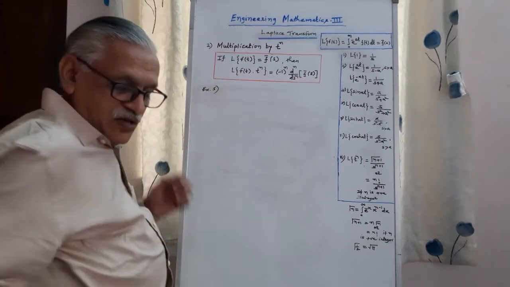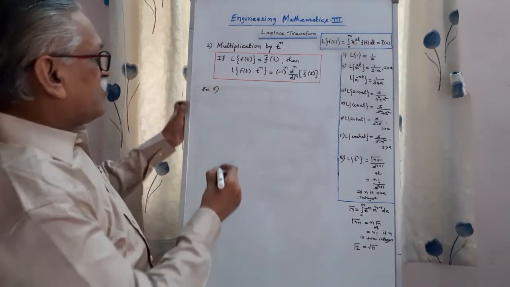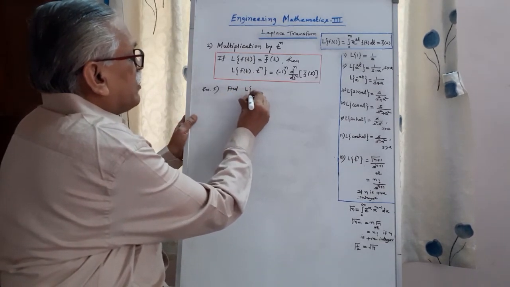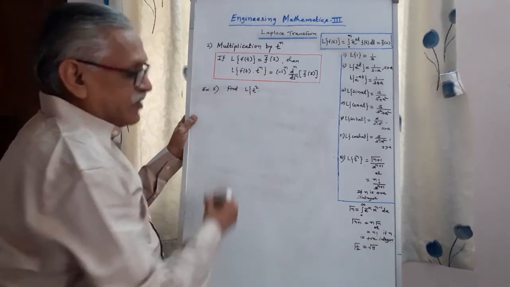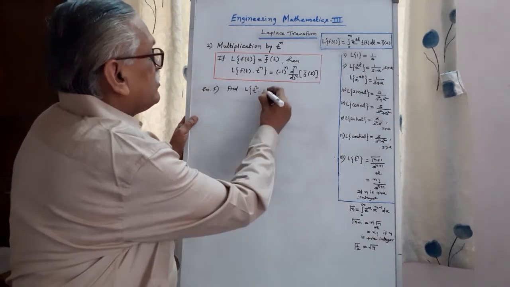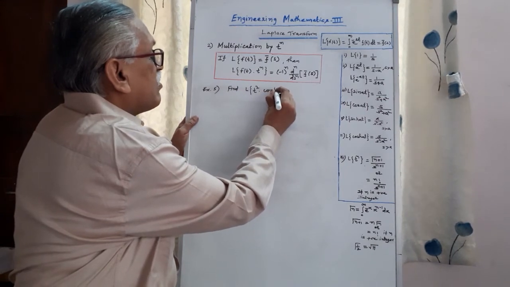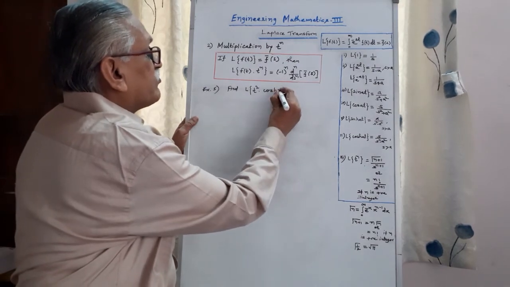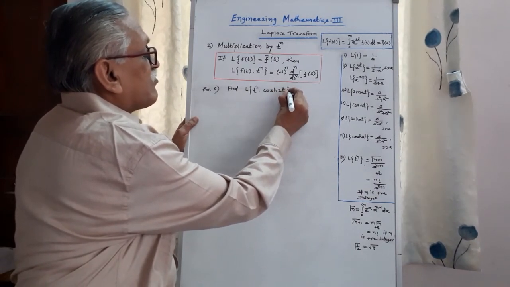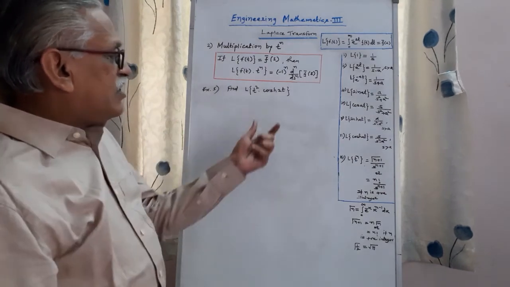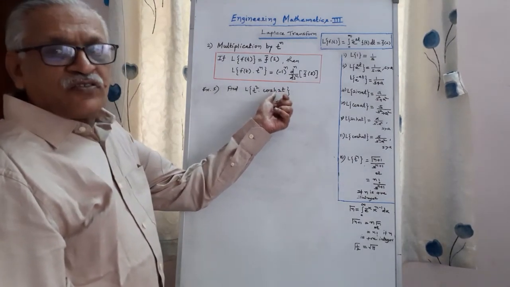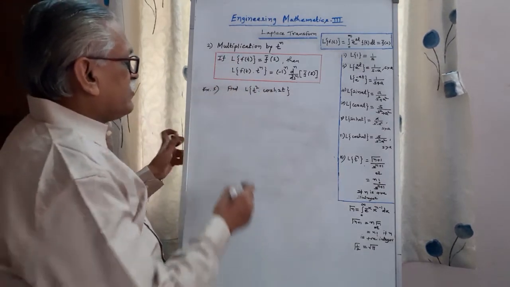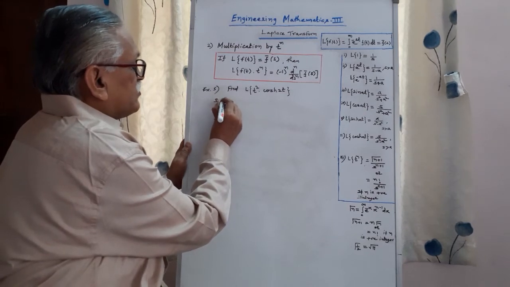One more example, finding Laplace of t square multiplied by cosh 3t, or consider here it is 2t. Therefore, we consider f of t as cosh 2t, which is multiplied by t square. Therefore, problem for this theorem, performing the steps.